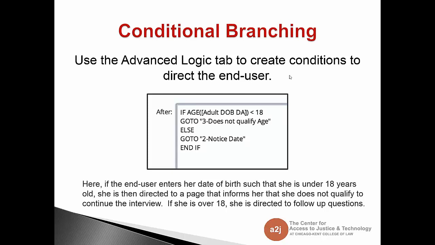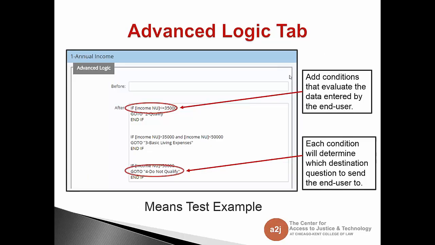Here's a shot of that advanced logic tab, and this is a screenshot of the means test, which may be useful to a lot of the legal aid organizations when they're trying to figure out whether an end user is eligible to use this guided interview. So in this screenshot, you'll see some advanced conditions. What's useful about the advanced logic tab is that you can add conditions that evaluate the data entered by the end user.